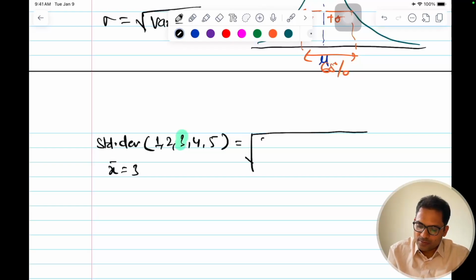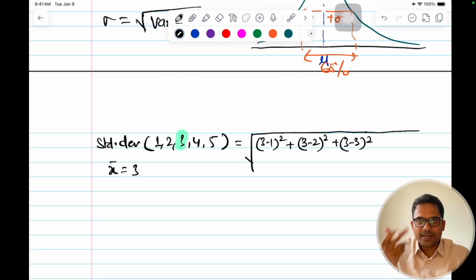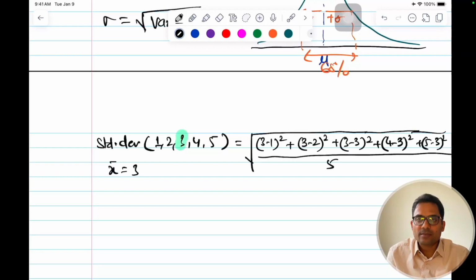So 3 minus 1 square plus 3 minus 2 square plus 3 minus 3. For each I am taking the distance, what is the difference, and squaring it, and then I'll take the square root of all. And then there is 4, then 4 minus 3 or 3 minus 4 square, it doesn't matter, plus 5 minus 3 squared, and then the average distance of all the data points will give me the standard deviation, divided by 5.